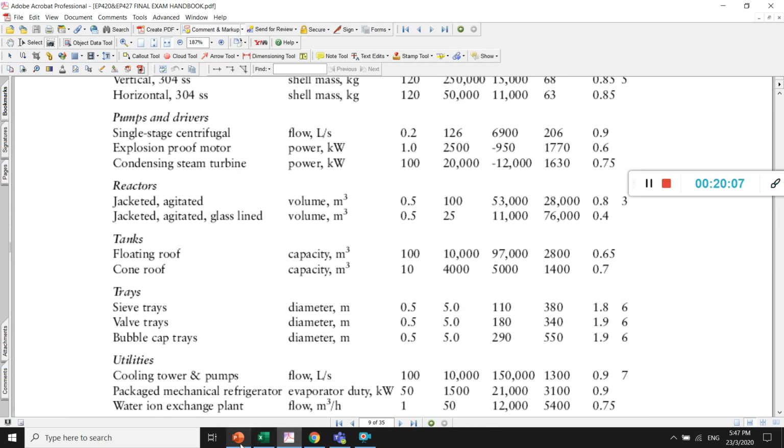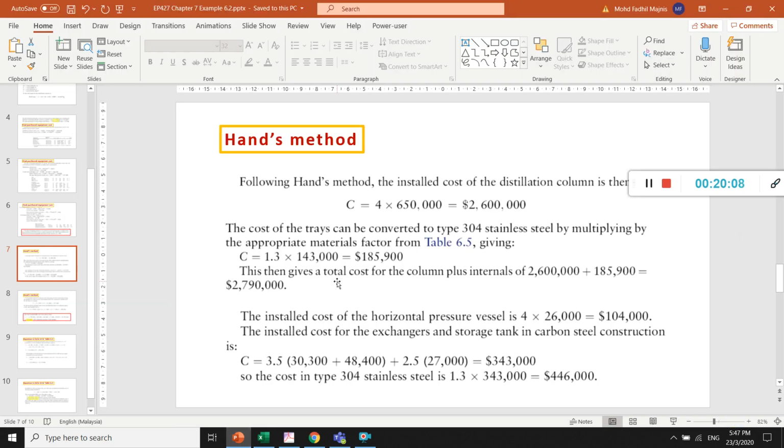Okay, that's why we need the material factors to convert it to stainless steel. That's why here we cover the stainless steel, then times 1.3. This then gives a total cost of the column: plus these values, 2600 plus 185,900, so it becomes 2790,000 for the distillation column.